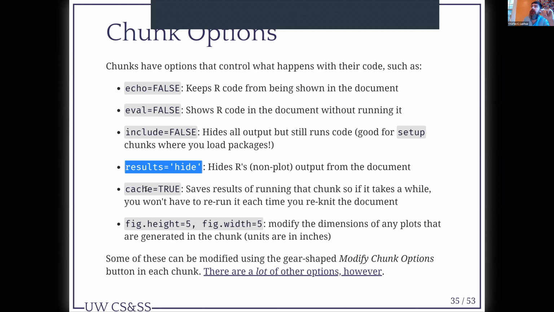If you have some chunk in your document that takes a really long time to run, maybe you've got some Markov chain Monte Carlo model running, cache equals true will save the results, and as long as you don't change the content, it won't rerun it. It will instead load it from a local cache to save you time. I do this a lot because I do a lot of missing data imputation and structural equation models, which are computationally intensive problems that take hours to run. I cache those things so I don't have to rerun them every time.